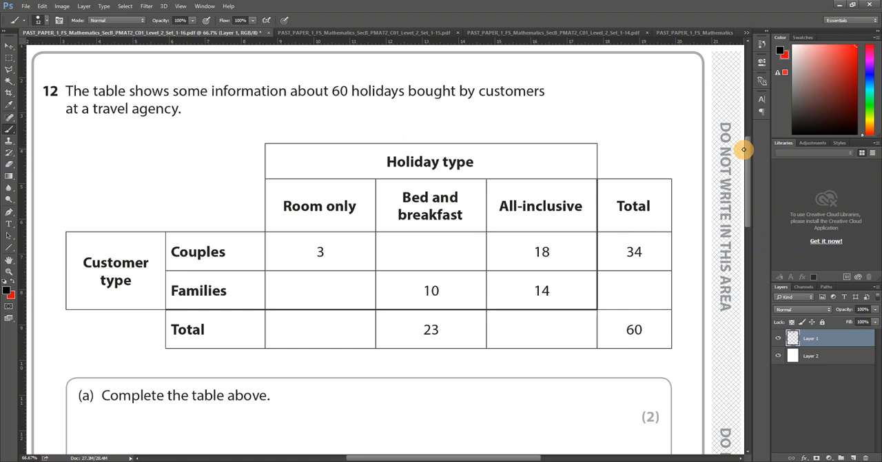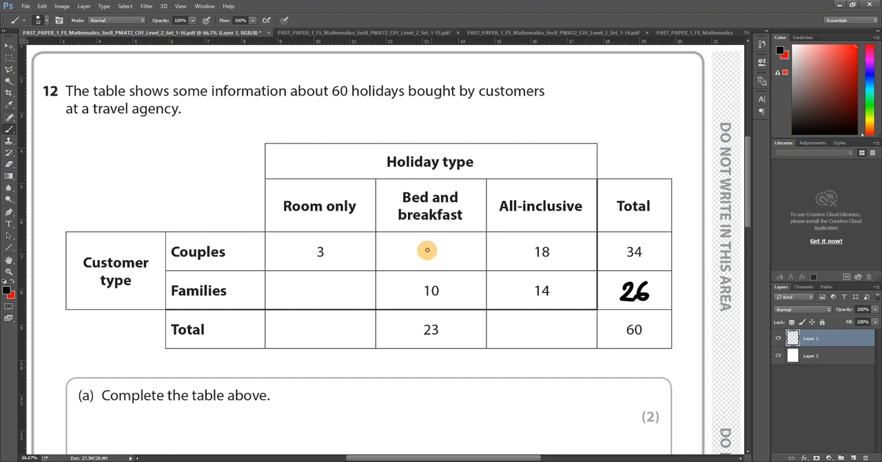Question 12. Table shows information about 60 holidays bought by customers at a travel agency. Right, so you've got holiday type, room only, bed and breakfast, all inclusive. Obviously, you've got totals. And you've got couples and families and their totals as well. Complete the table above. So hopefully you've seen something like this before. It's a two-way table, so it goes two ways, and you'll have totals for each of these, going across and going down as well. So you slowly fill in the table. So for example, if it's 60 here in the corner, it's 34 up here. This missing one must be 60 take away 34, and if it's on the calculator, just use your calculator to work it out, and that's obviously 26.